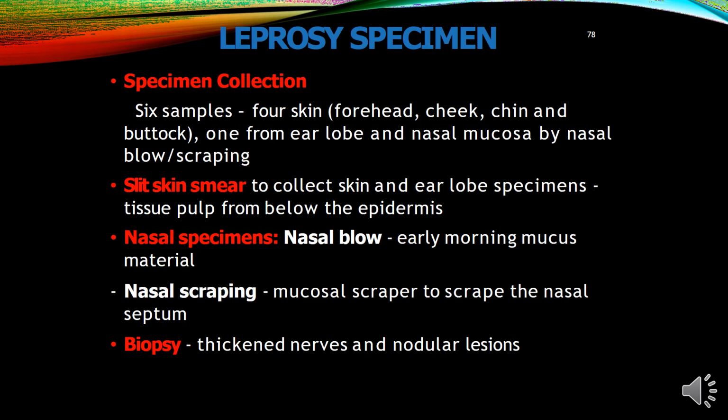Slit skin is used to collect from the earlobe specimen, tissue pulp from below the epidermis. Nasal specimens are collected by nasal blow, using early morning mucous material. Nasal scraping should be done to scrape the nasal septum. Biopsies of the thick nerves and nodulation should be taken.